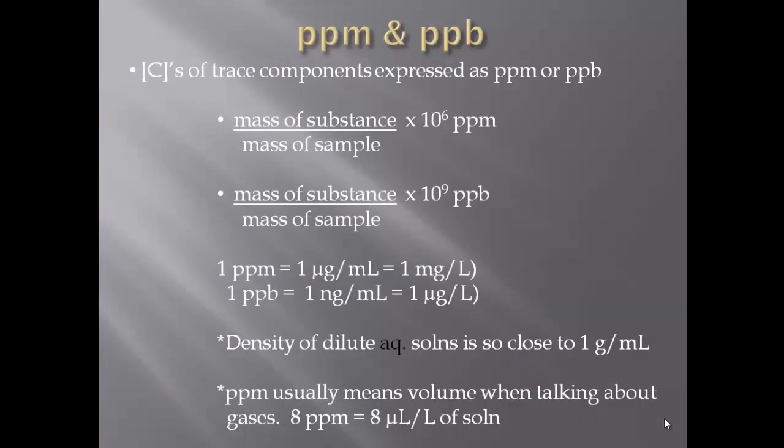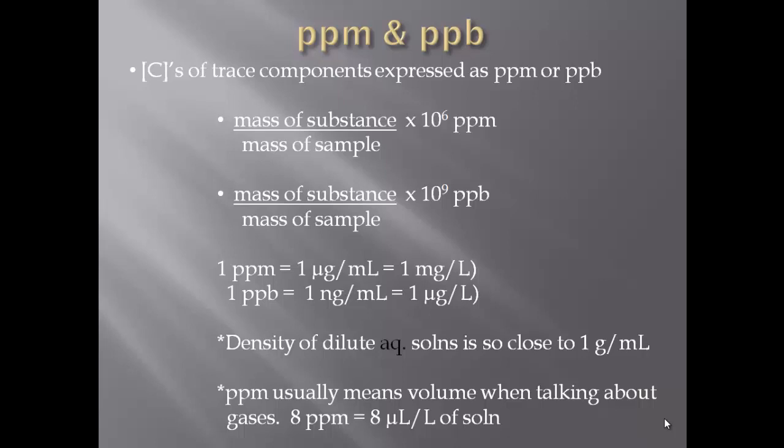When we're dealing with concentrations of trace components, we usually express them as parts per million or parts per billion. These are actually the concentration units that I use mostly in my work. So parts per million just means mass of substance divided by the mass of the total sample times 10 to the 6. That makes it into a million, right? So million parts. If I wanted ppb, it really would be mass of substance divided by mass of sample times 10 to the 9th.